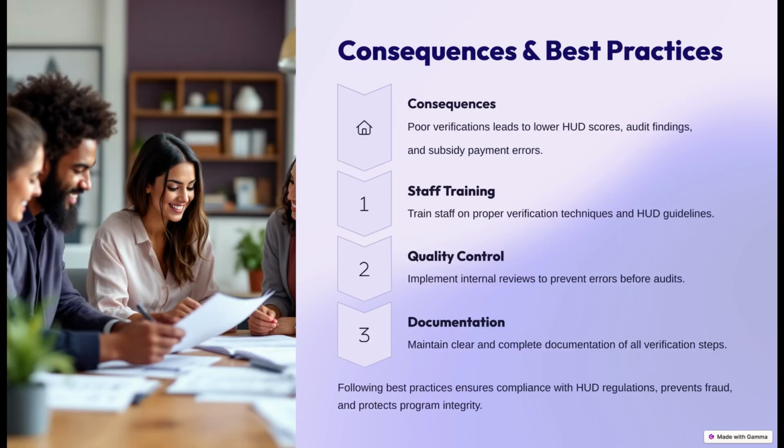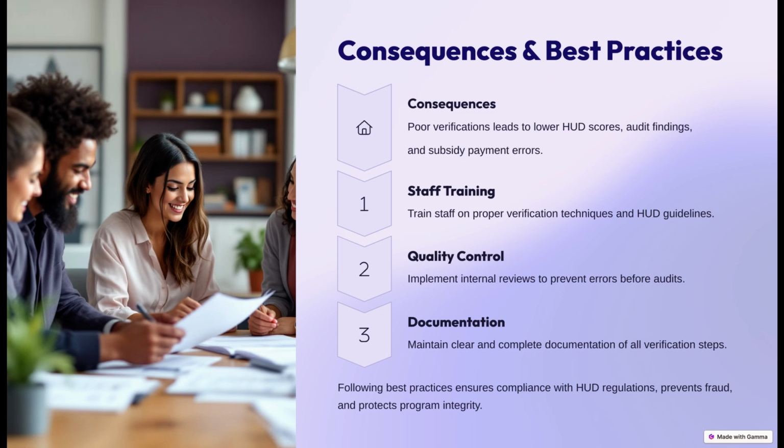Finally, let's wrap up with consequences and best practices. If verifications aren't done properly, it can lead to lower HUD scores. Poor verification practices can hurt your HUD ratings, which can affect your program's performance. Audit findings. Missing documentation or improper verification can trigger audit findings. Subsidy payment errors. If income verification is incorrect, it could result in overpayments or underpayments of subsidies.